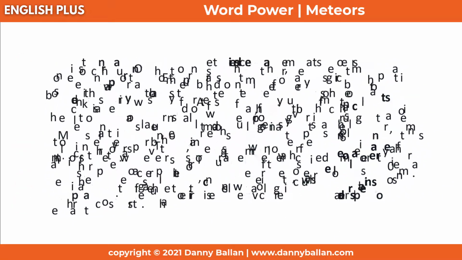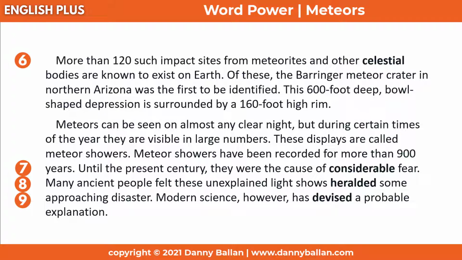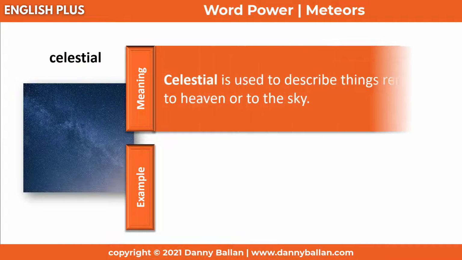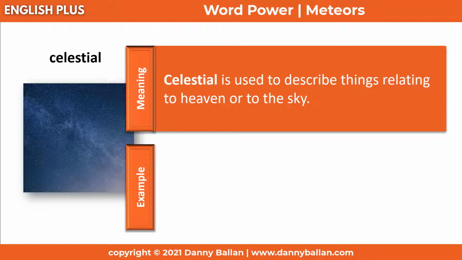Celestial. Now, in the text, we said more than 120 such impact sites from meteorites and other celestial bodies are known to exist on Earth. Meteorites, we know what they are by now, but what are those other celestial bodies? When we talk about something celestial, we use it to describe things relating to heaven or to the sky. So, celestial bodies, we're talking about those bodies that come from the sky, from heaven. Now, if you describe something as celestial, it doesn't have to be coming from the sky. You mean that it is wonderful. That is another common use of celestial, actually.